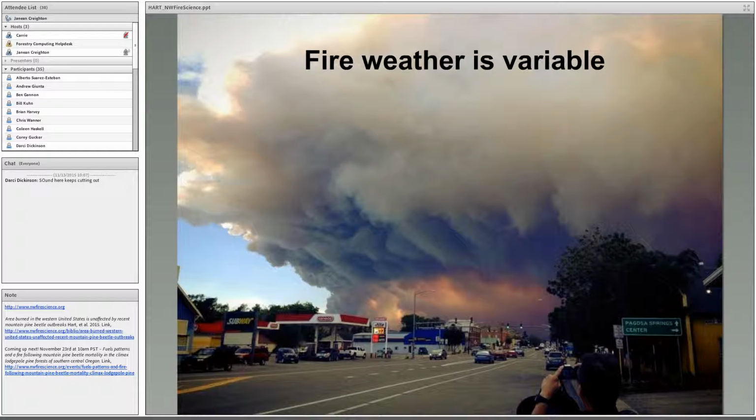And also, I want to point out that fire weather is highly variable. And so when we're looking for retrospective effects, sometimes the high gust speeds and low relative humidities that may characterize different periods of burning can affect the fire patterns that we see.